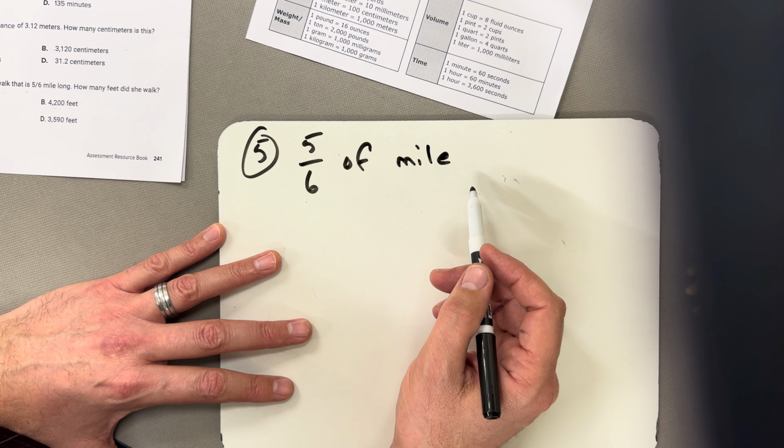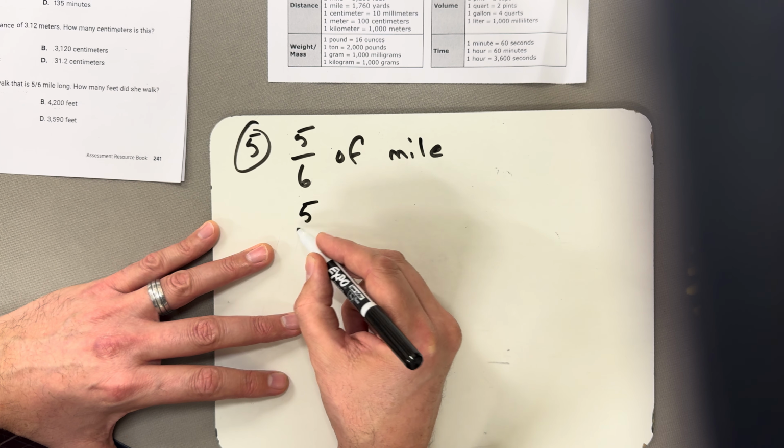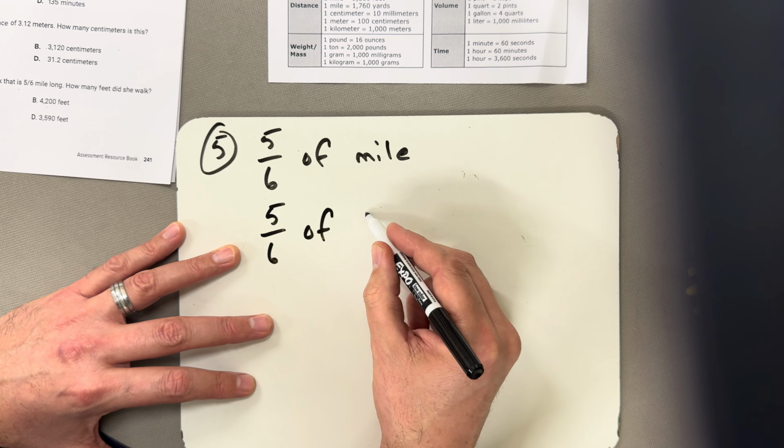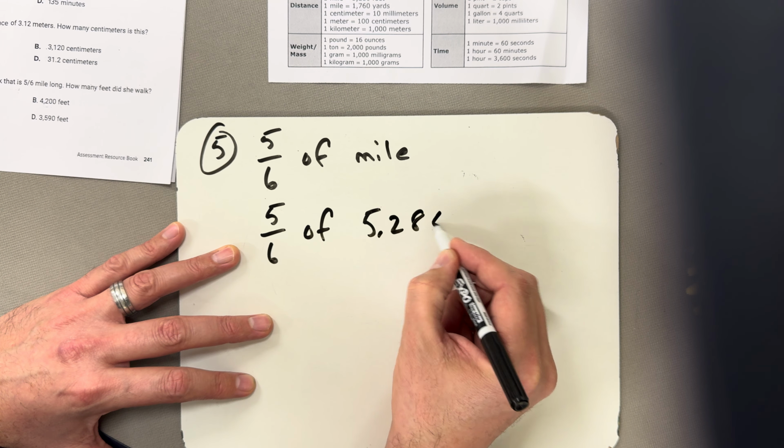So let's take a look at our little chart. 1 mile equals 5,280 feet. So we're going to do 5/6 of 5,280 feet, okay? That's a tough one. That's one where you're going to have to actually work it out to figure it out. I'm trying to think if there's a quicker way. I don't see a really fast way here.